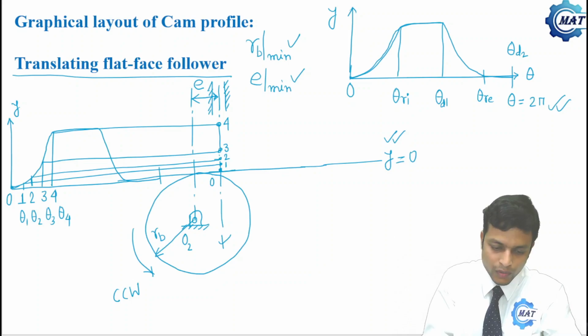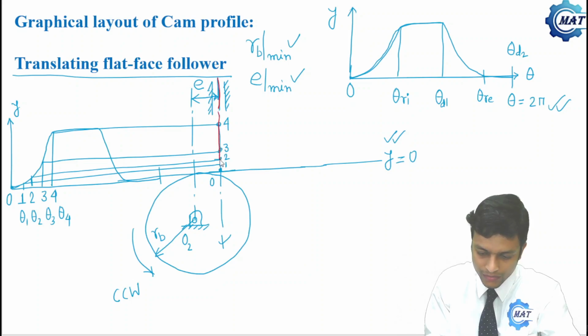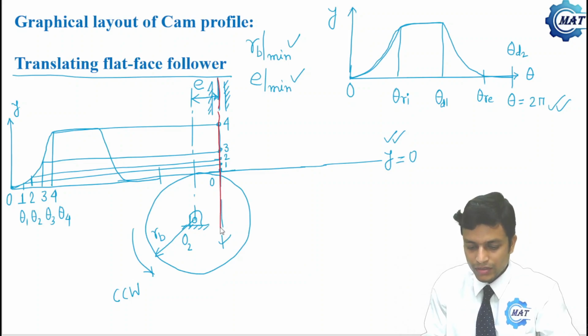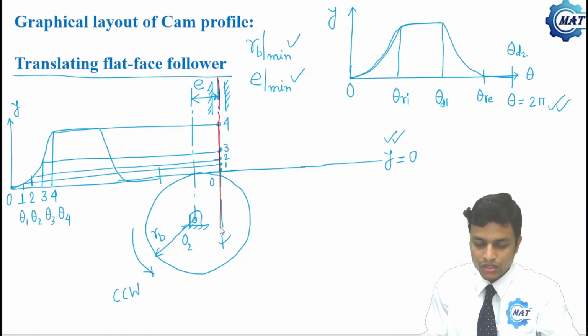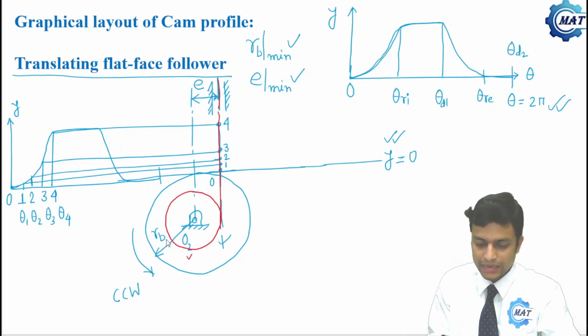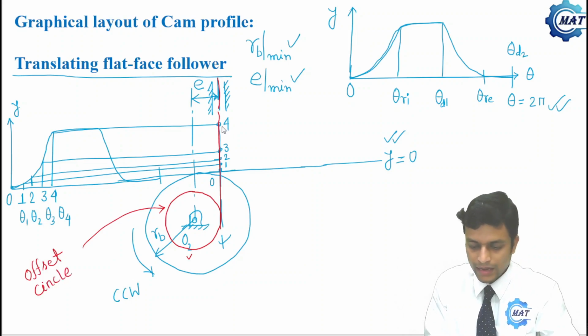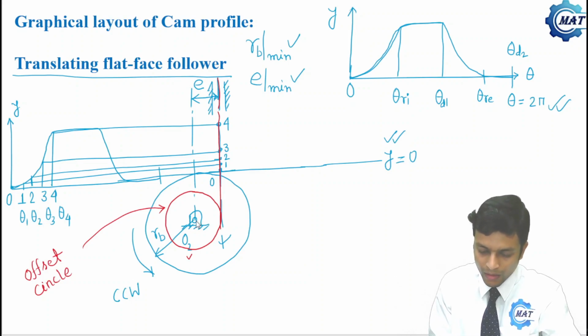Now the axis of the follower, let me draw it with a red line. This is the axis of the follower, which is always tangent to the circle which is called the offset circle. What is the offset circle? Offset circle is the circle which has center at O2 and radius E. If we draw the circle here, center at O2 and radius E, this circle is called the offset circle. And the axis of the follower is always tangent to the offset circle.